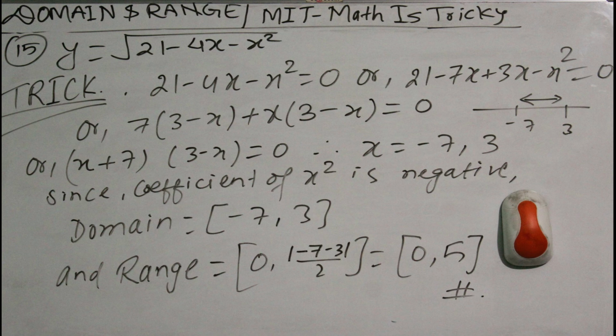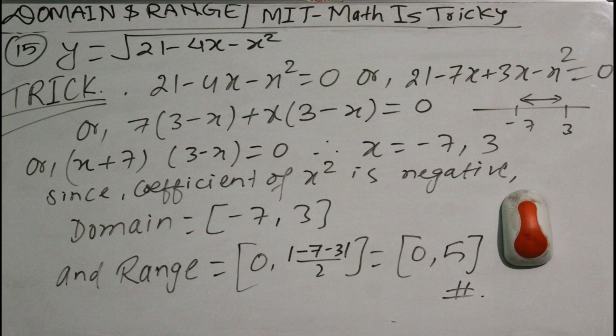So this gives us -7 and 3, and the domain is the same as before, so no worry. Here the coefficient of x square is negative. In the previous question the coefficient of x square was positive, so we took the outer intervals, and the union of those was the domain. But here the coefficient of x square is negative, which means it will be in the middle interval, so not the outer, we will take the middle interval.